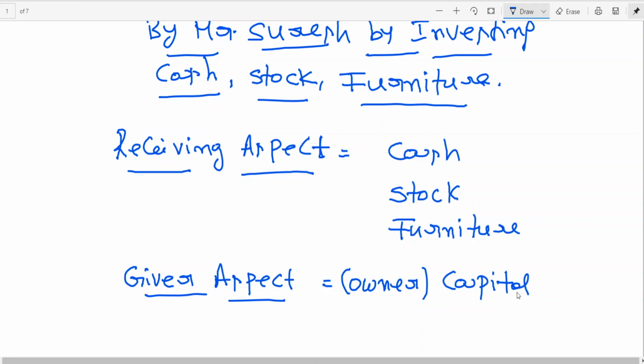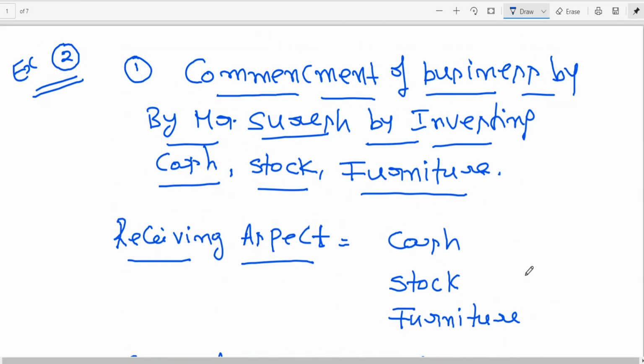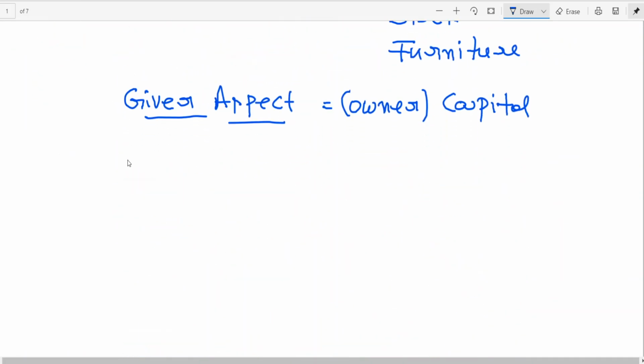Are you following? So the receiving aspect is cash, stock, furniture, because three items are coming into the business. What is the business receiving? Cash. Who is the giver? Proprietor. Proprietor is represented by capital. Then the business is receiving stock, then furniture. These three things are received. Who is receiving? Business. Who is the giver? Capital. Okay, so this is the first example I have taken. Let me take a second example.